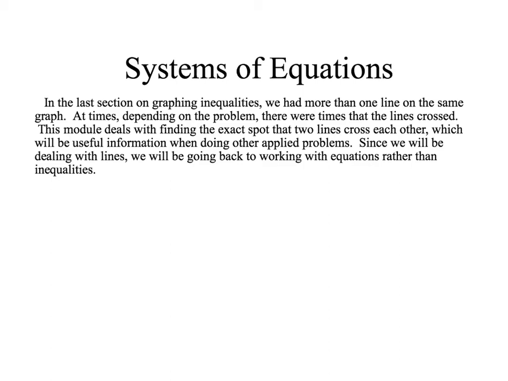In the last section on graphing inequalities, we had more than one line on the same graph. At times, depending on the problem, the lines crossed. This module deals with finding the exact spot that two lines cross each other, which will be useful information when doing other applied problems. Since we will be dealing with lines, we will be going back to working with equations rather than inequalities.